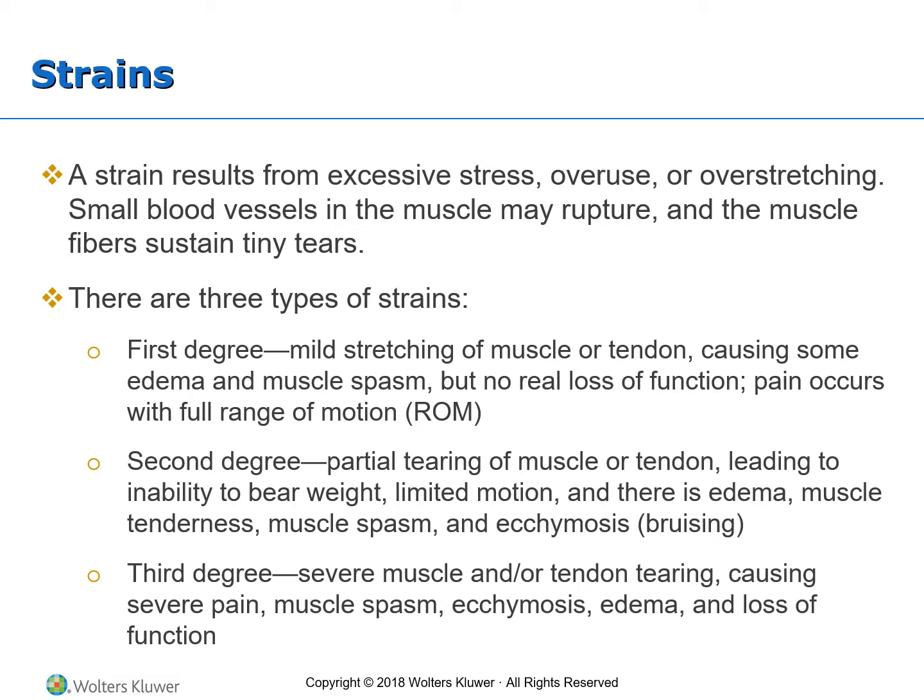There are three types of strains. First degree, mild stretching of the muscle or tendon, causing some edema and muscle spasm, but no real loss of function. Pain occurs with full range of motion. Second degree, partial tearing of the muscle or tendon, leading to inability to bear weight, limited motion, and there is edema, muscle tenderness, muscle spasm, and ecchymosis. Third degree, severe muscle and/or tendon tearing, causing severe pain, muscle spasm, ecchymosis, edema, and loss of function.